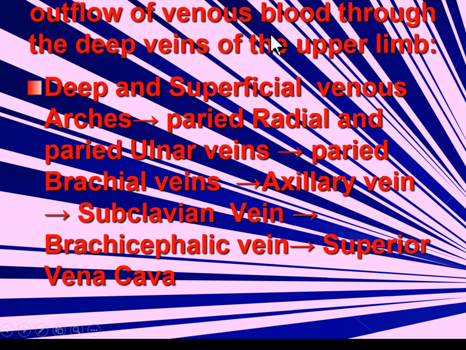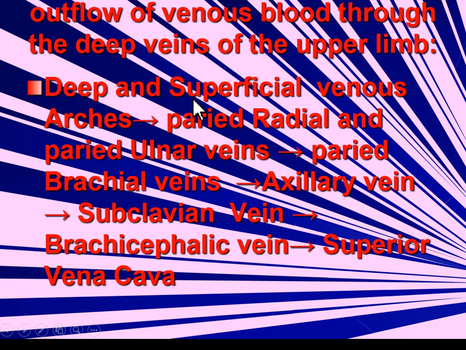Outflow of the venous deoxygenated blood through the deep veins of the upper limb. We can see the direction. Deep and superficial venous arches flow the venous blood into the paired radial and paired ulnar veins. They flow into the paired brachial veins, into the axillary vein, into the subclavian, into the brachiocephalic vein, and superior vena cava. This is outflow of the venous blood along the deep veins of the upper limb.